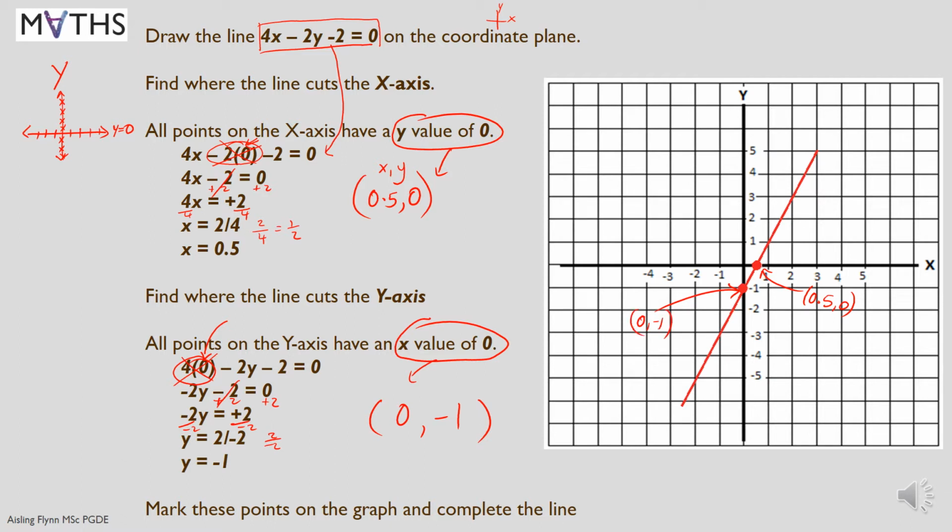And when you have the 2 points, you can put a ruler down and draw your line straight through them, and this here is the line 4x minus 2y minus 2 equal to 0.